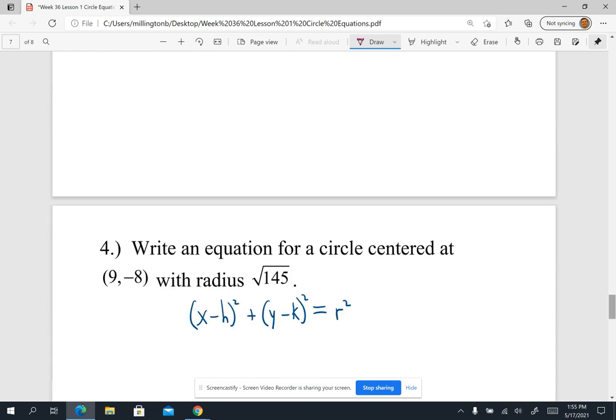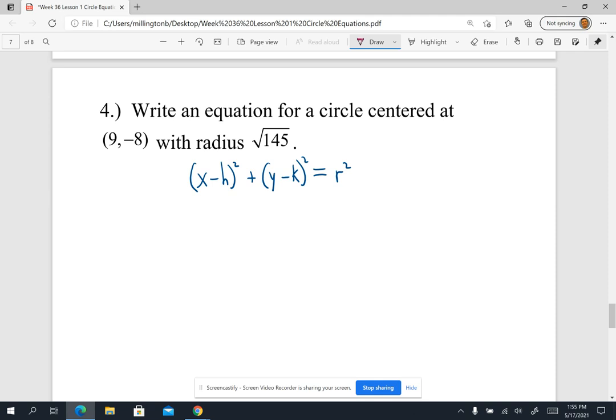All right, number 4, write the equation for a circle centered at 9, negative 8 with a radius of square root of 145. All right, pause it, try it, and then come back. Welcome back. So good to see you. So hopefully you tried this and you got x minus 9 squared plus y. Now this is a negative 8, so that's going to be y plus 8 when you plug it into the equation, the general form.